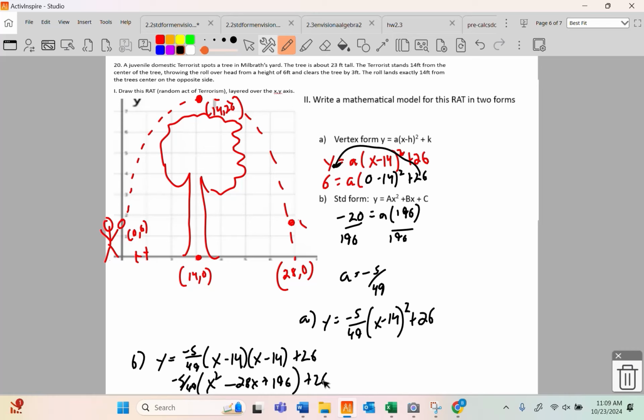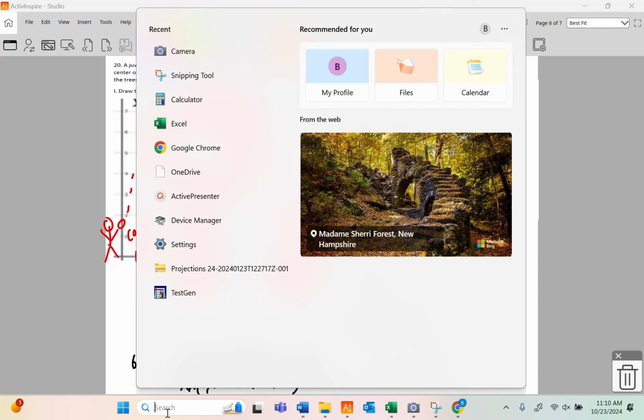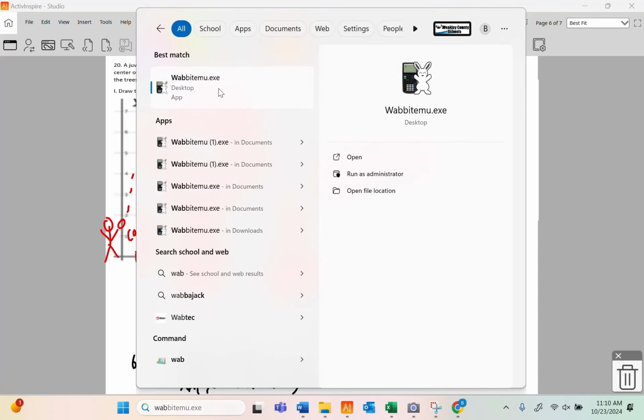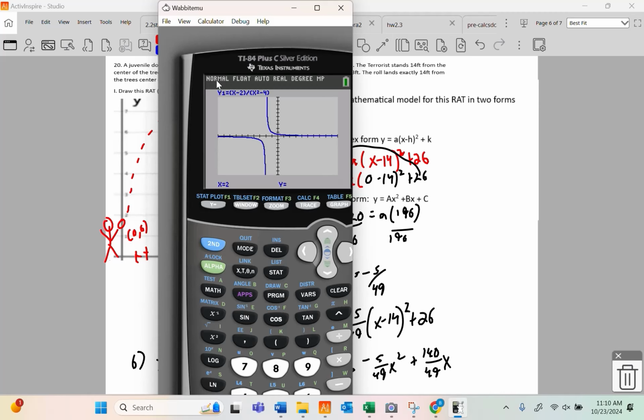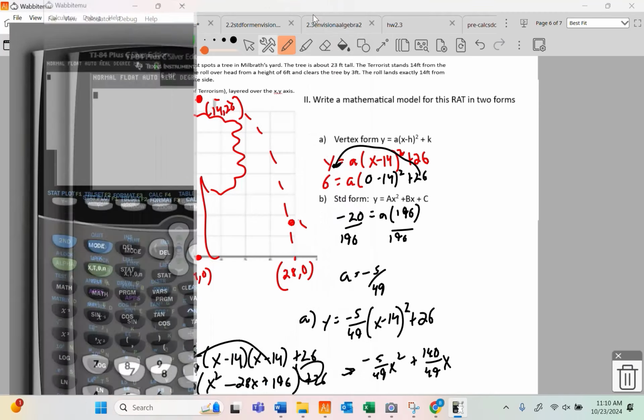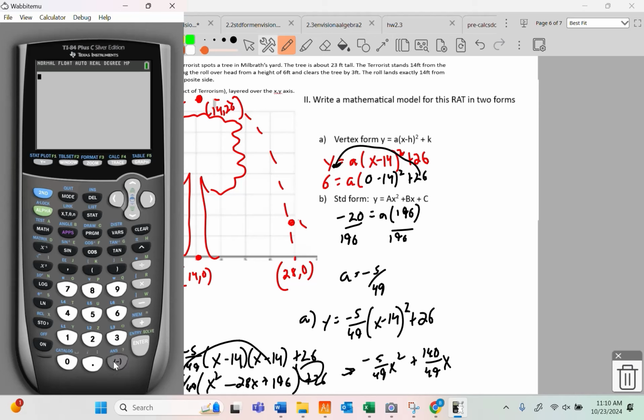We'll have negative 5/49 of x squared plus what, 140/49 of x. And then we have this number that we have to add 26 to. And I'm not wanting to do that in my head. So what do I have here? I have negative 5/49 times 196.